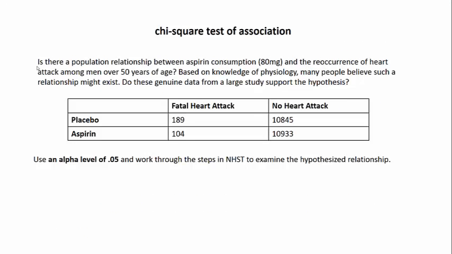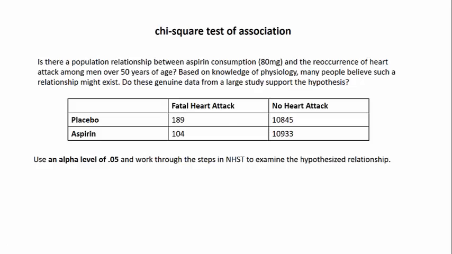So here I've rewritten the question: is there a population relationship between aspirin consumption and the recurrence of the heart attack? Now, based on knowledge of physio, many people believe that such a relationship might exist. So do these genuine data here from a large study support the hypothesis? Now, this table, by the way, is what's referred to as a contingency table. And notice for this particular example, we have 2 rows and 2 columns.